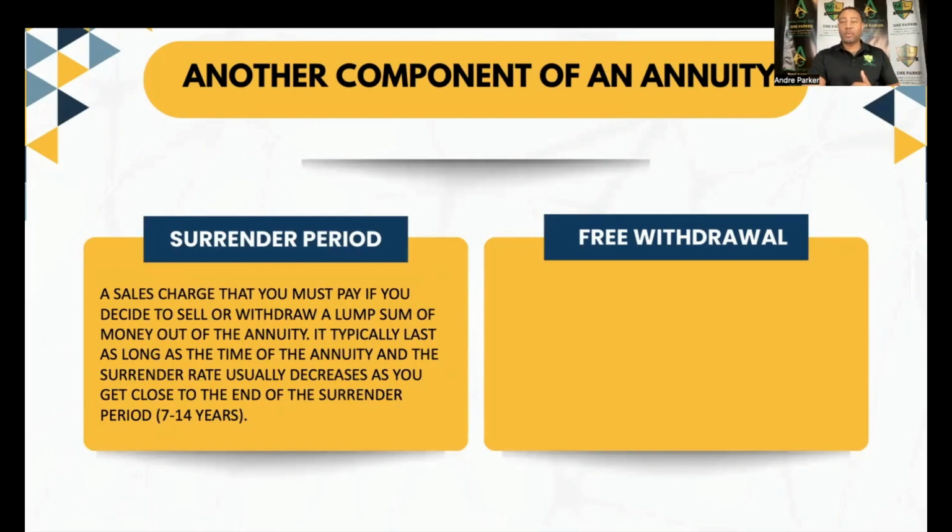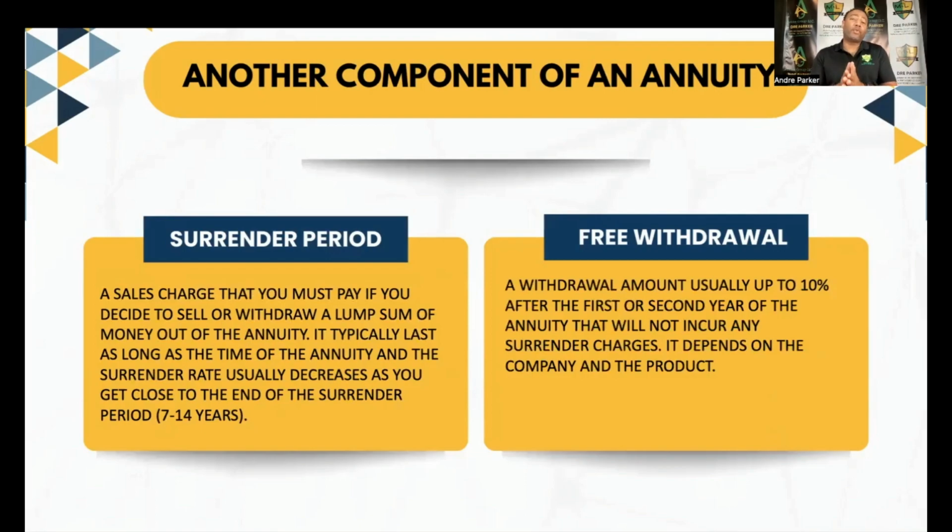And here's another component. Just because you don't have complete liquidity, you do have accessibility. A free withdrawal is a withdrawal amount, usually up to about 10% after the first or second year of an annuity, that will not incur any surrender charges. It depends on the company and the product. So you do have a free withdrawal period. You don't have complete liquidity, but you do have accessibility to the money. So it's important that you understand that.